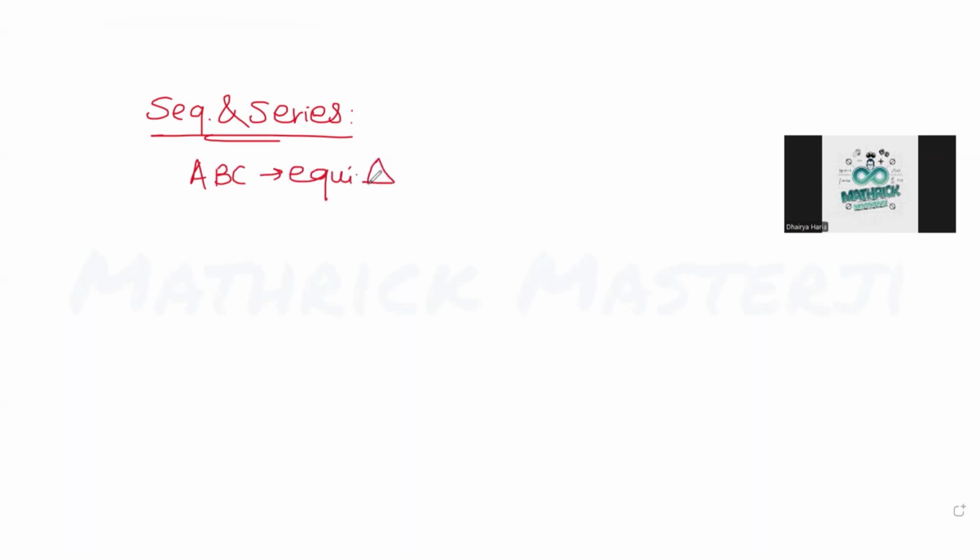Let's see today's question. Today's question we are taking up from the topic of sequence and series. The question says: let ABC be an equilateral triangle and a new triangle is always formed by joining the midpoints of all the sides of the triangle ABC. So you have to always form a new triangle by joining all the midpoints of the triangle ABC, and that same process is repeated infinite times.